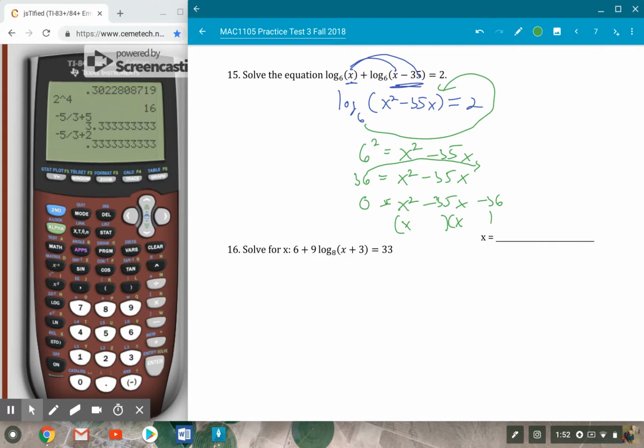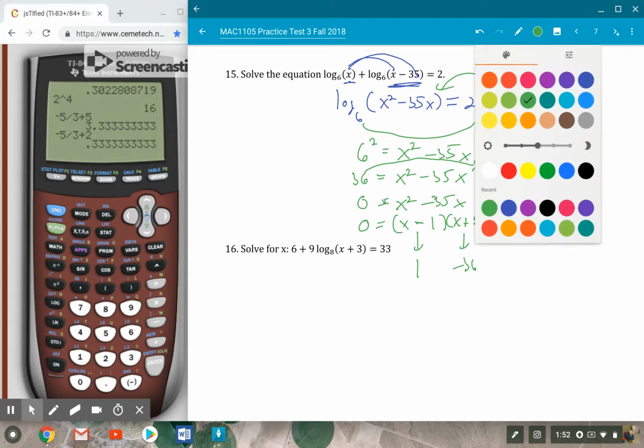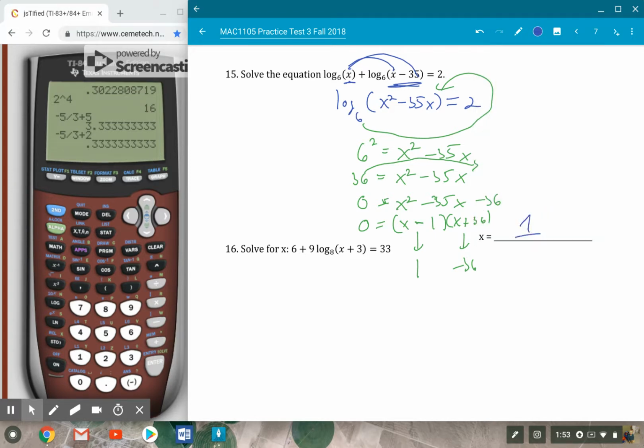You've got 6 and 6. You've got 4 and 9. You've got 12 and 3. But if I want to get 35, well, I'm going to go with 1 and 36 because 1 times 36 is 36. And I can subtract those two and get a negative 35. If you say negative 1 plus 36, that would give you that negative 35. So this is what my 0 is equal to. And now I get two solutions from here. I get positive 1 from this one, and I get negative 36 from this. And while I get two solutions, the answer is really only the 1.